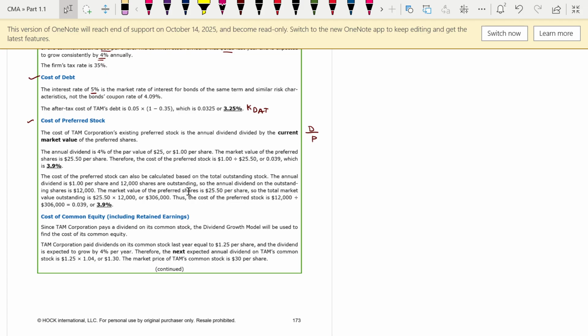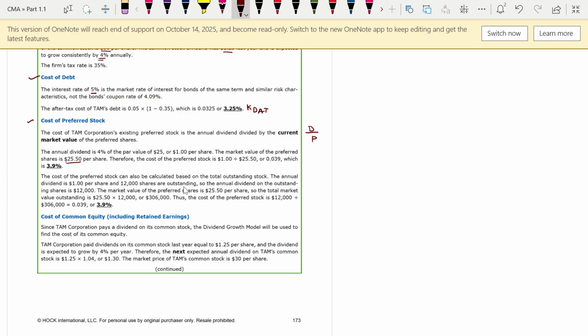Okay, now. Okay. Yeah, one minute. How much is the dividend? 4%. Par value is 25. The market value is how much? 25.5. What they have said or how they have calculated, we have to be very clear.